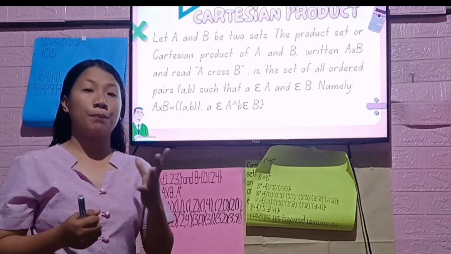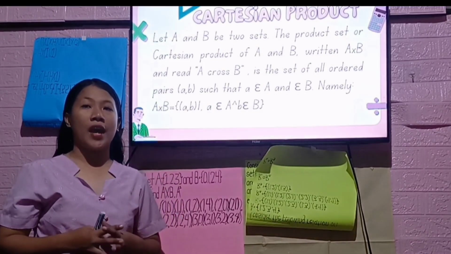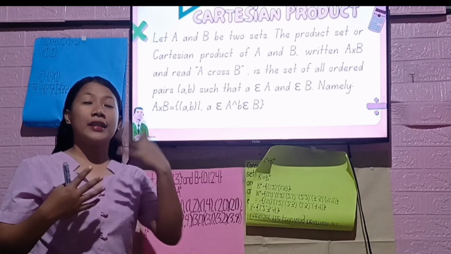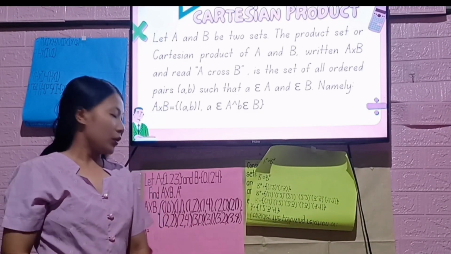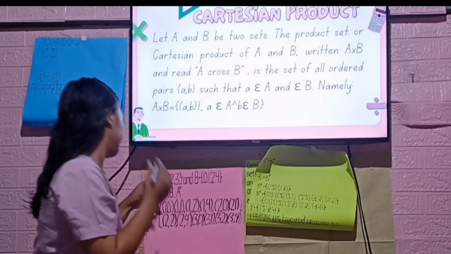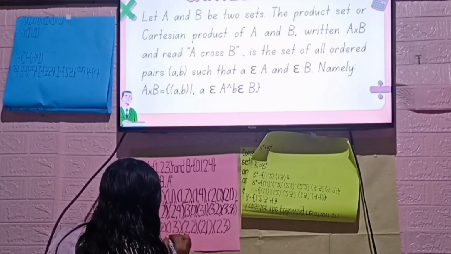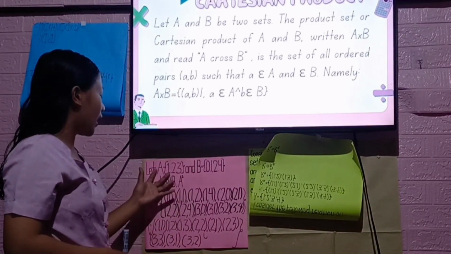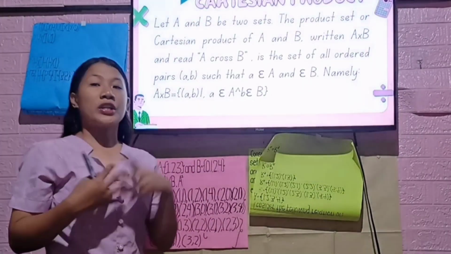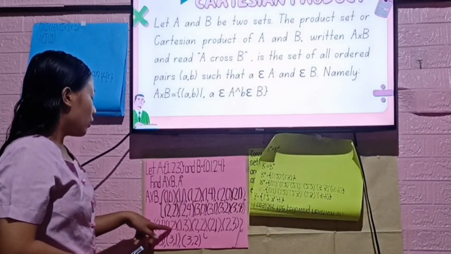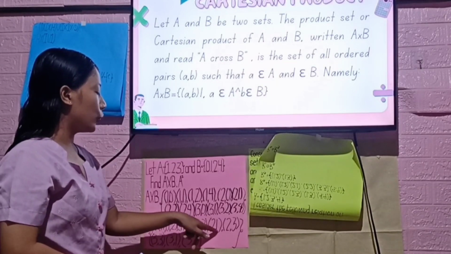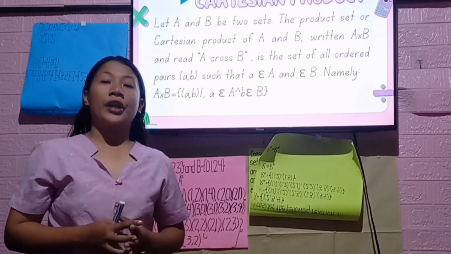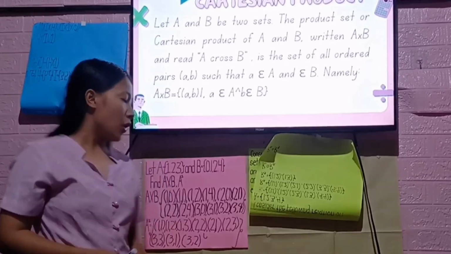So what if we answer B cross A? In getting our B cross A, the first element of each ordered pair belongs to set B and the second element belongs to set A. So let's have A squared. In getting our A squared, we only focus on our set A, because it is A squared, which consists of these elements: (1, 1), (1, 2), (1, 3), (2, 2), (2, 1), (2, 3), (3, 3), (3, 1), (3, 2). So A squared must be this set which consists of all these ordered pairs.